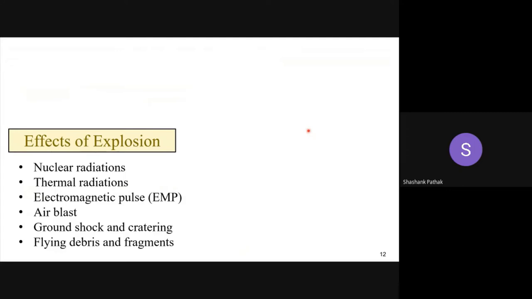Similarly, electromagnetic pulse that will interfere with your communication system. Air blast, the shock waves that will move on the ground surface. These shock waves will damage your structure. Then ground shock. So if blast loading is happening, it will also vibrate your ground. The ground will be damaged, the ground motion will propagate. That will also apply a particular load on the structure.